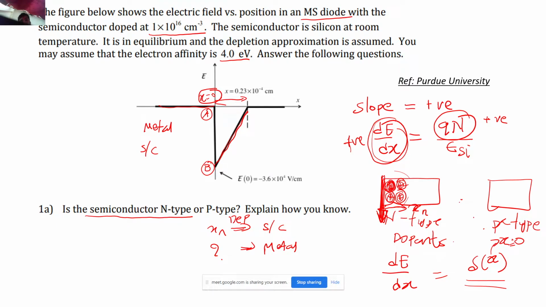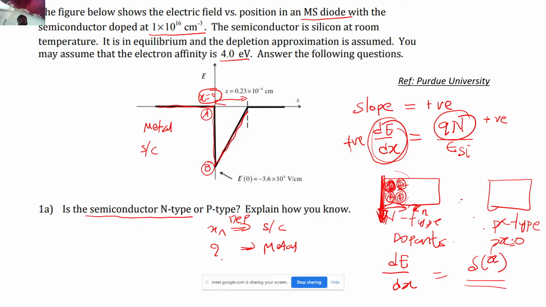So that means wherever you see such a sharp jump in the electric field's magnitude at a particular point, there must be a delta function in the charge density, and the delta function can only be there if the semiconductor is extremely highly doped, that is N++ or something, or if there is a metal present. So this is why we can verify that this is indeed a metal semiconductor junction diode, and the semiconductor, as you have told, is an N-type semiconductor, right?